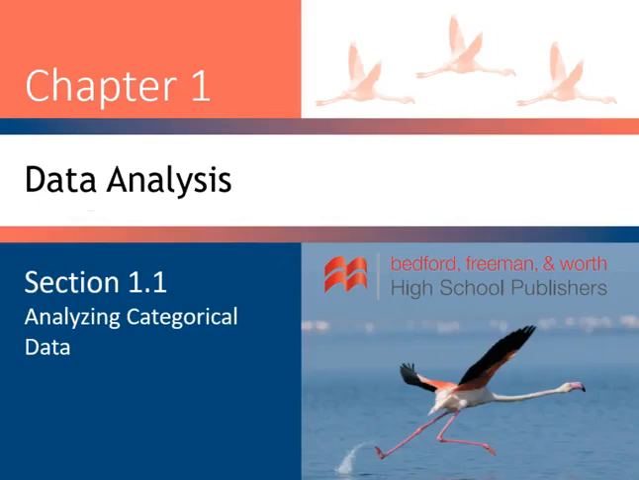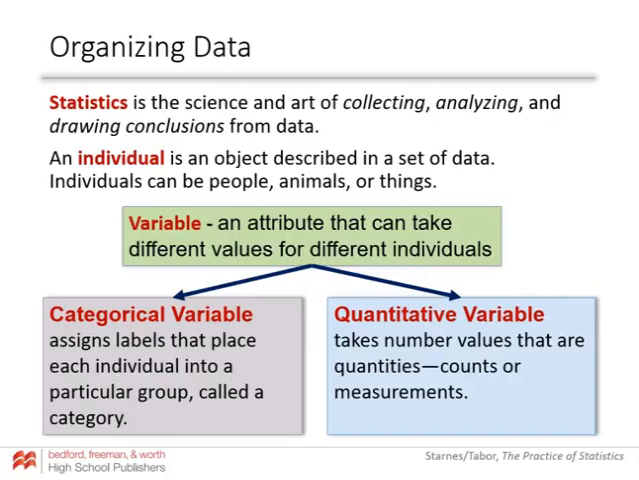Section 1.1, we're going to look at analyzing categorical data. So first, we should probably talk about what that means. Okay, so when we look at data, we have the individuals, which are the subjects, the people, places, or things that we're collecting data from, and then we collect different variables, different information about them: age, height, gender, ethnicity, address. All of those things would be variables.